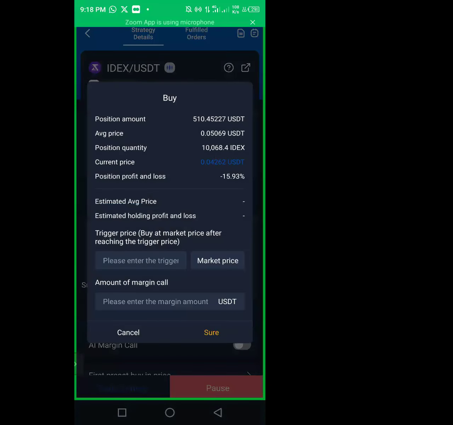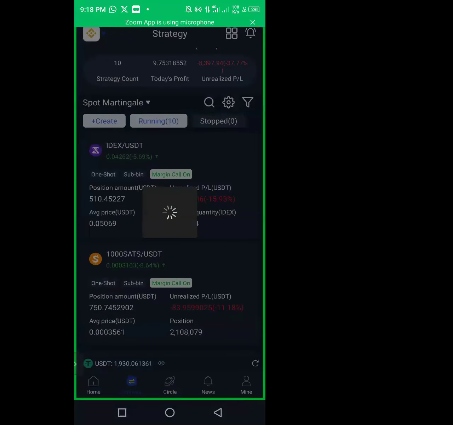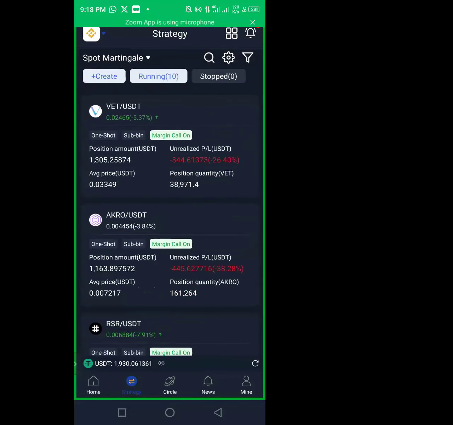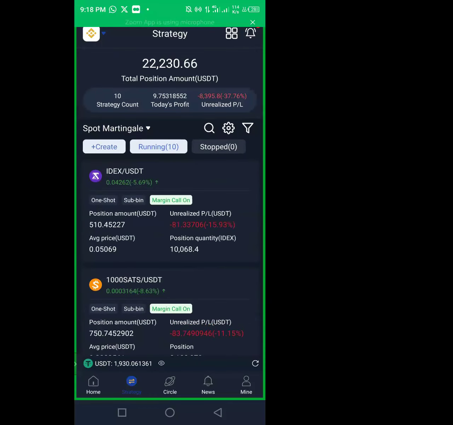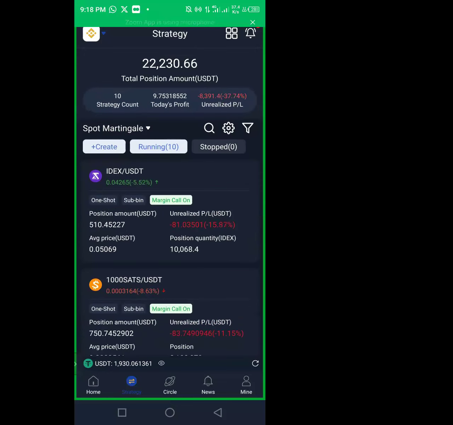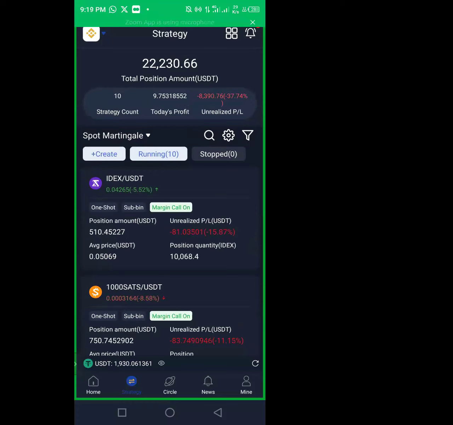Remember, my total spare USDT is 1,930. You understand? I'm being careful because all these other trades have margin calls. That is why I'm considering the lowest position amount USDT coin. If I take 510 or let's say 550 and put it in this IDEX, I will still have 1,004 that should be able to accommodate all my margin calls.